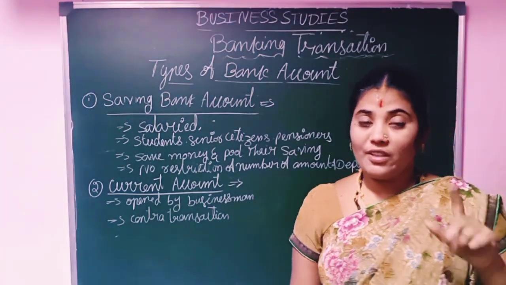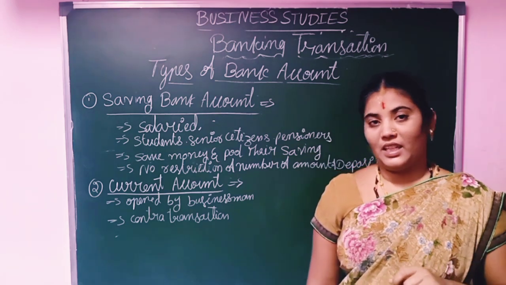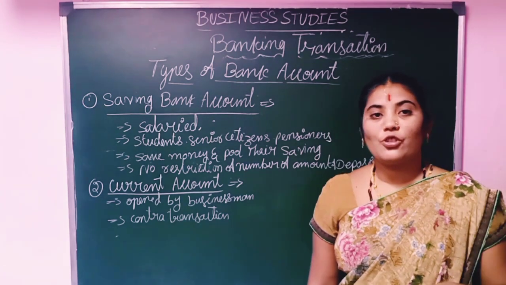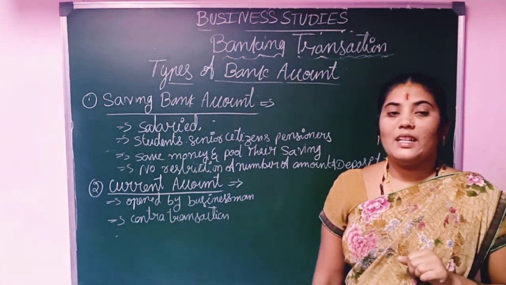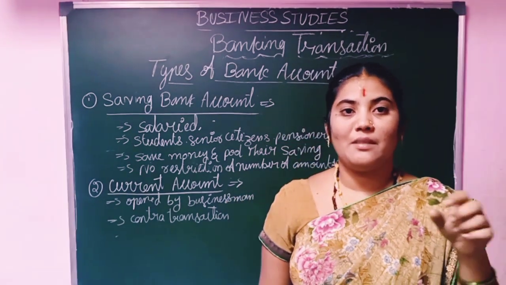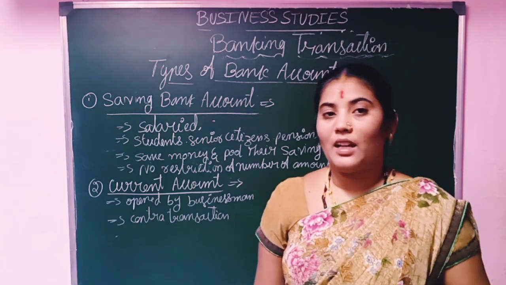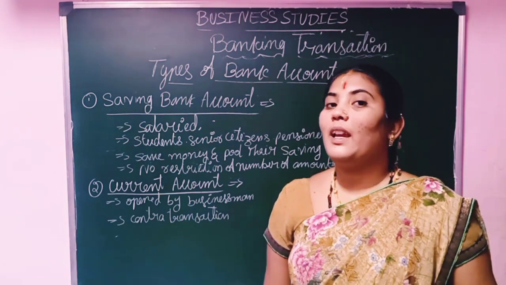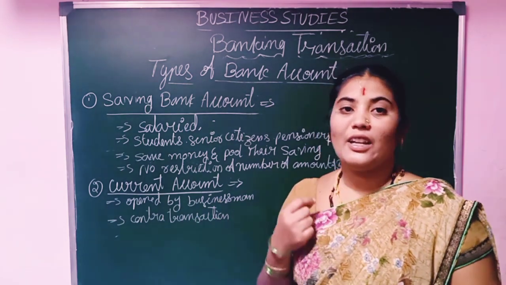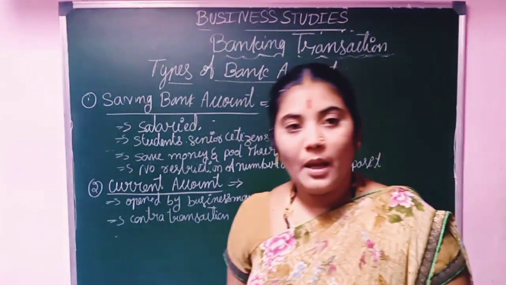Sometimes they may ask a 1 mark question: which account is suitable for senior citizens? Which account is suitable for students? Which account is suitable for business persons? Otherwise, they may ask an applied question likewise: Rama is a business person, so which type of account do you suggest to Rama? Likewise questions will arise. For that purpose, you should understand very neatly and attend the exam. This is all about the savings bank account and current bank account.